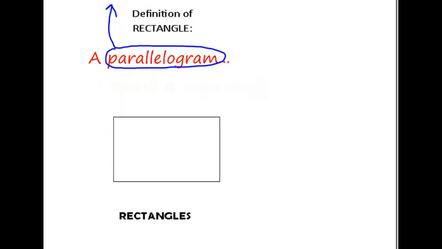But what makes it special? What's so special about this parallelogram that makes it a rectangle? Well, it's a parallelogram with a right angle in it. And you probably already know that. Every rectangle has a right angle. So you're going to always see a right angle or 90-degree marking there.